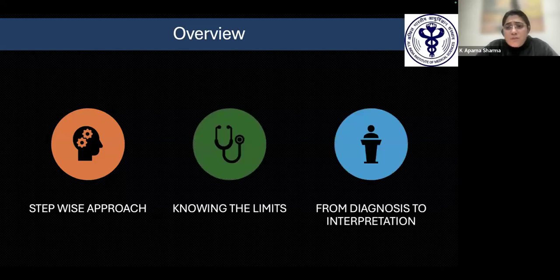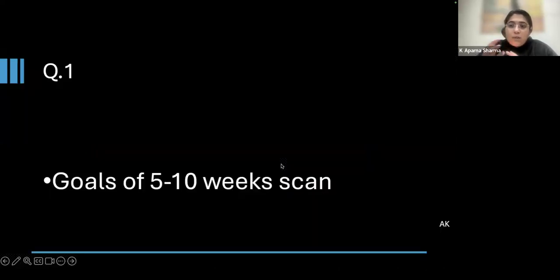So the overview of a first trimester scan would be: have a stepwise approach, know the limits of what is normal and abnormal. And from diagnosis to interpretation, how do we really understand what's happening? So with all of these things in mind, I would first begin by asking Khurana sir, who's taken this initiative, and eventually we want to make those guidelines.